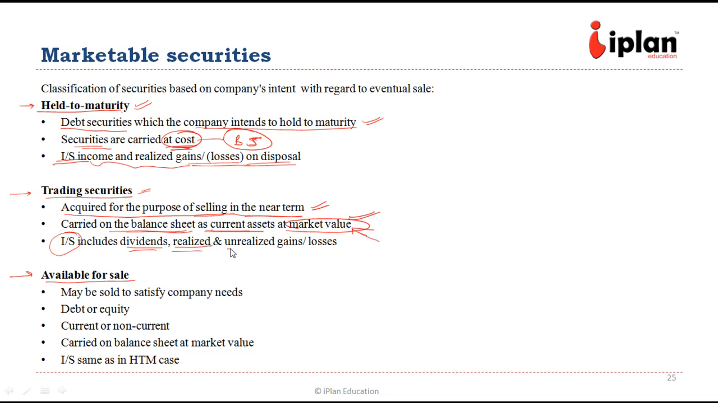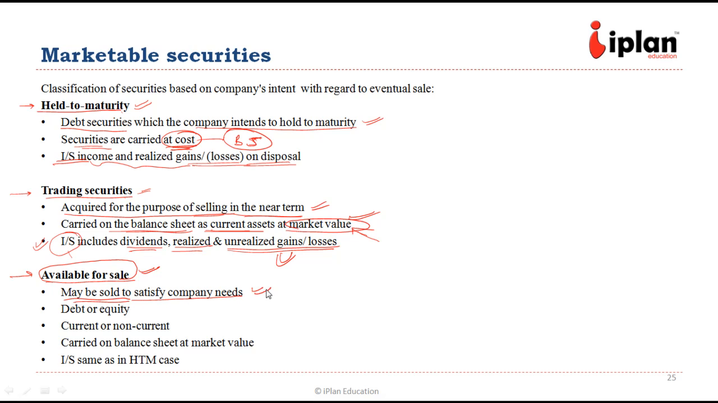And in the income statement, all the dividends, realized and even unrealized gains or losses are to be put in the income statement, unlike held to maturity securities where we are not putting any unrealized gains or loss in the income statement. For the trading security we are doing so. Now let us look at another type of securities which are available for sale.